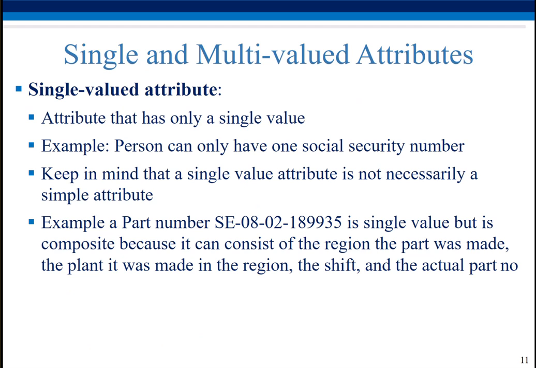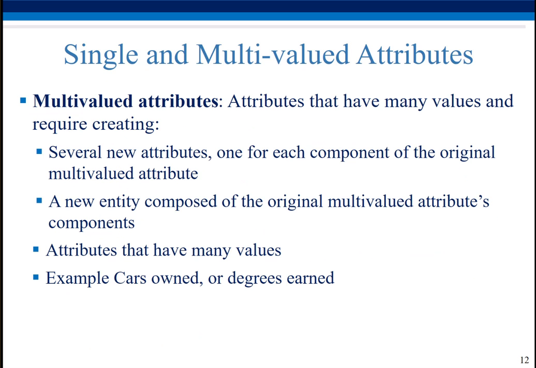And then again, a single-value attribute has only one value. A person can only have one social security number, period. Keep in mind, a single-value attribute is not necessarily a simple attribute. For example, part number SE08 and so on is a single value, but it can consist of the region, the plant that made it, the part number, and the shift when it was done. So it can be broken down into a bunch of different things.